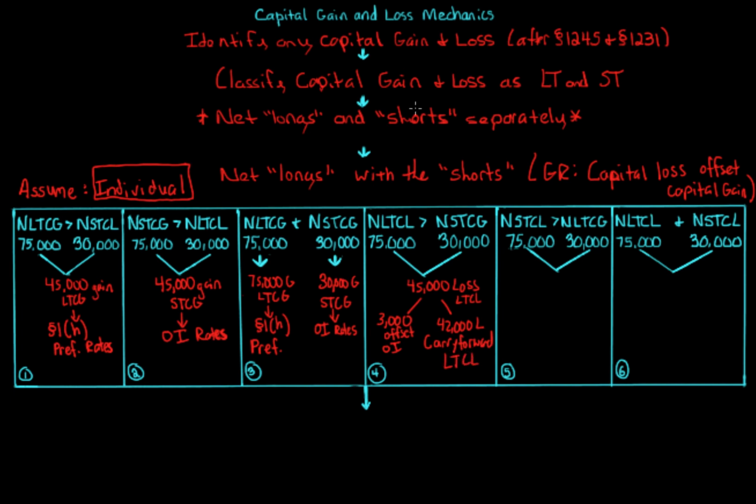So when you do this netting next year, you bring over this $42,000 long-term capital loss to the next year and you go through the same analysis. You bring it here and you go through the analysis using that $42,000 long-term capital loss carry forward. And again, it keeps carrying forward into the future as an individual, and it will be lost when the taxpayer dies.